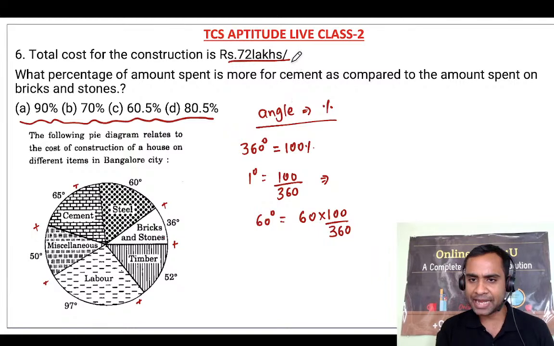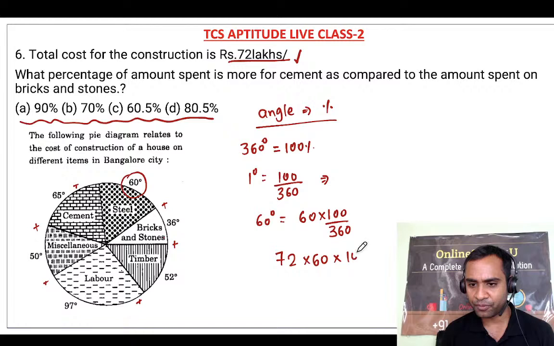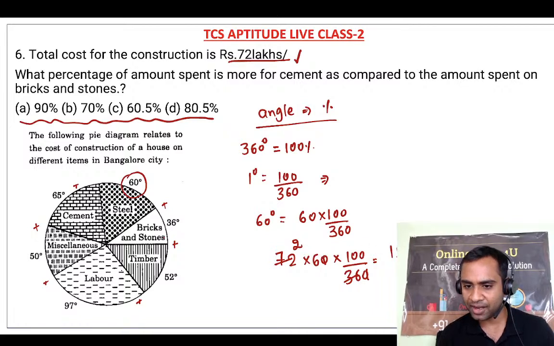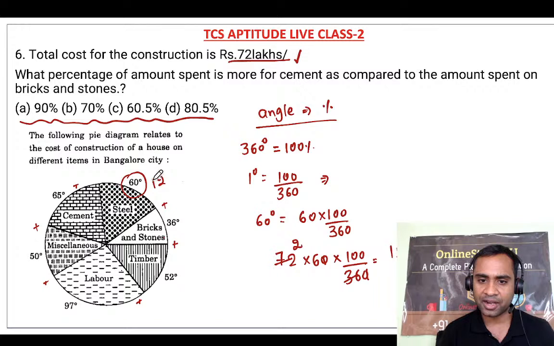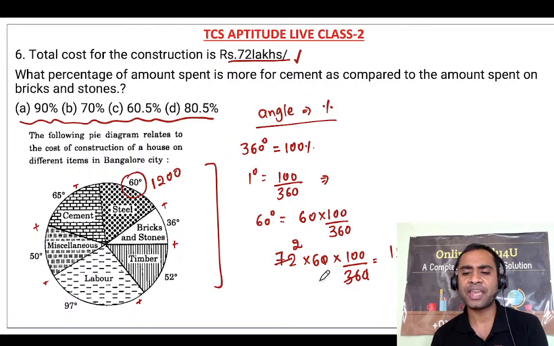Now, if you have to calculate the total value, then you will be calculating 672 lakhs, and 60 degree. Basically we are going to convert into percentage, so this will give you the total value. 10 and 10 cancelled, 36 twos are 72, and 2 sixes are 12, so this value will become 1200. This is in lakhs, and when converting to percentage, you have to divide by 100. This is the way you will be able to convert.